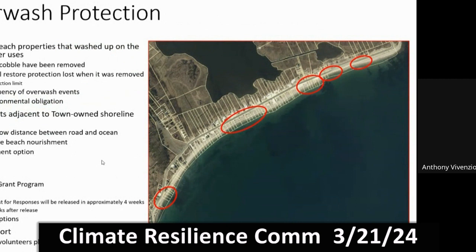Also, in this same context, there are certain roadway pinch points adjacent to town-owned shoreline. The pinch points are often areas with narrow distances between the road and the ocean. In discussions with Rebecca Haney of Coastal Zone Management, the recommendation is beach nourishment for those areas to provide more protective material between the ocean and the road. So these things basically work hand in hand for road protection.